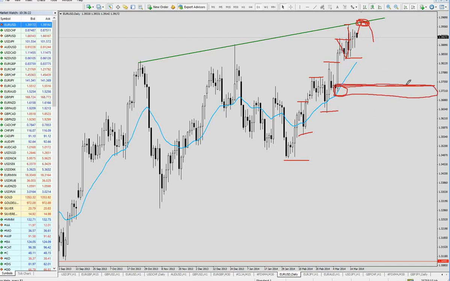this area, anything to the downside will not make any damage for bulls in the long term, right? No damage here.